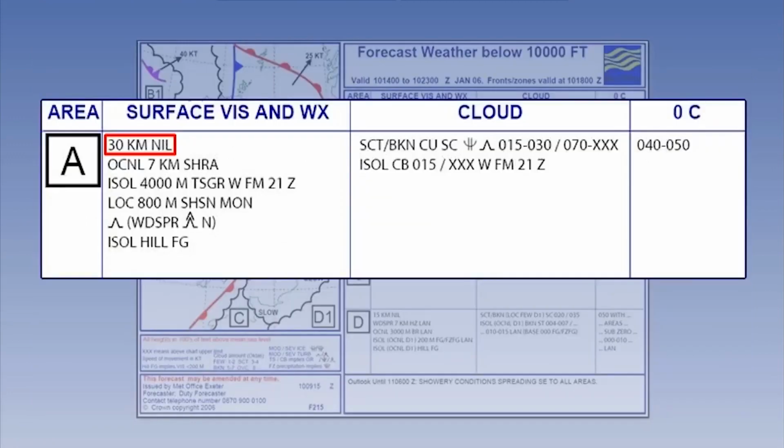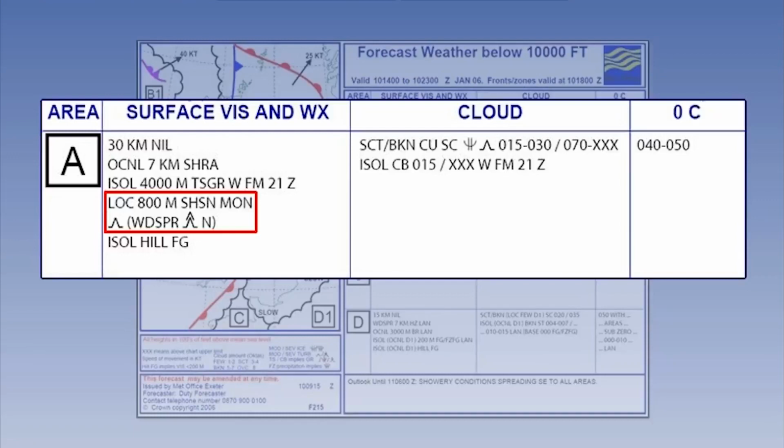Let's decode the surface visibility and weather in Area A. The general condition in Area A is 30 km visibility with nil weather. However, occasionally the visibility will be 7 km with moderate showers of rain. In isolated areas in the west, expect 4,000 meters visibility with thunderstorms and moderate hail from 2100 Zulu. Locally, around the mountains, visibility will be down to 800 meters with moderate snow showers.